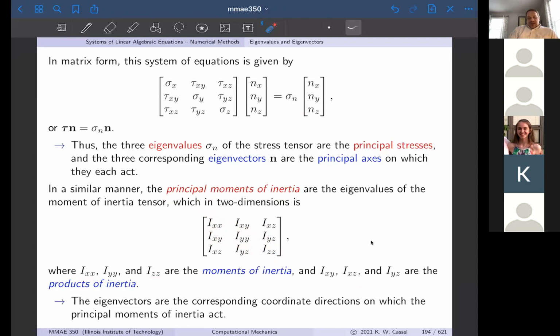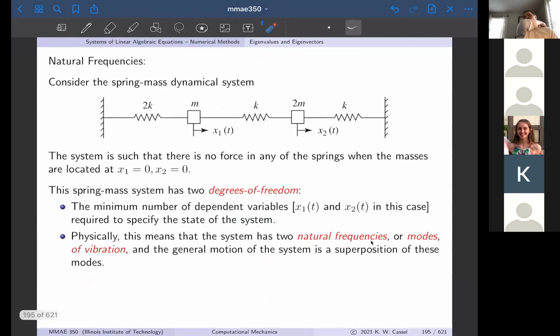Once again, the eigenvectors correspond to the coordinate directions on which those principal moments of inertia act. And then the eigenvalues correspond to those moments of inertia. So once again, physical question, mathematical answer is an eigen problem. Okay, the other physical scenario that I want to highlight is natural frequencies, which we discussed a moment ago.